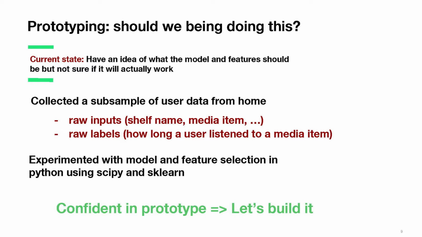And so we initially experimented with model and feature selection in Python using SciPy and sklearn. And that allowed us to really quickly and initially test a lot of different ideas. But once we narrowed them down and we were confident that our approach would actually work, then we got to the phase where we said, let's start actually building it.